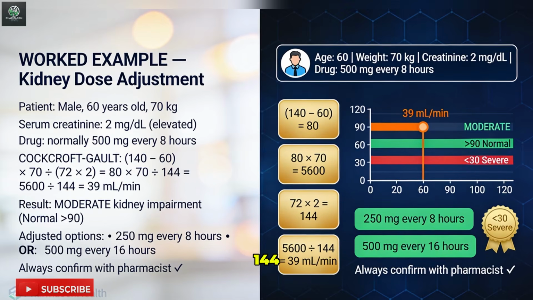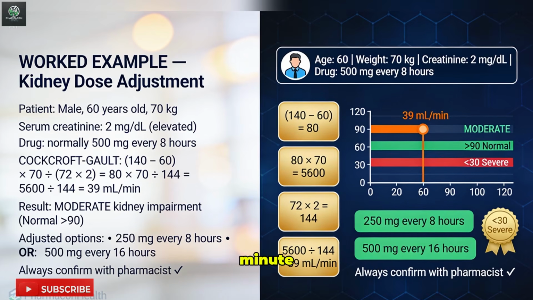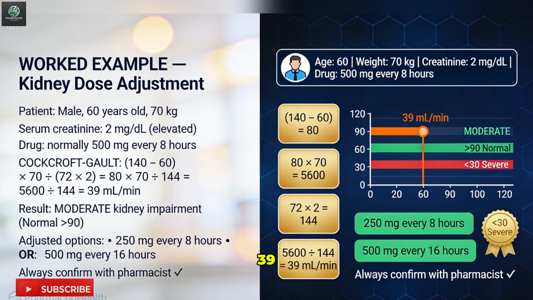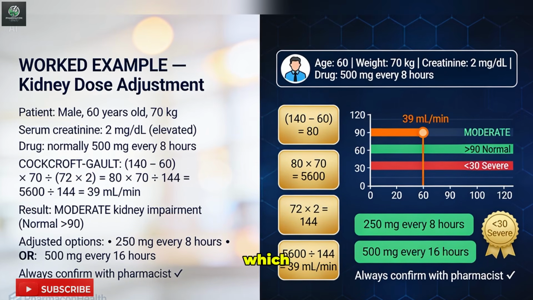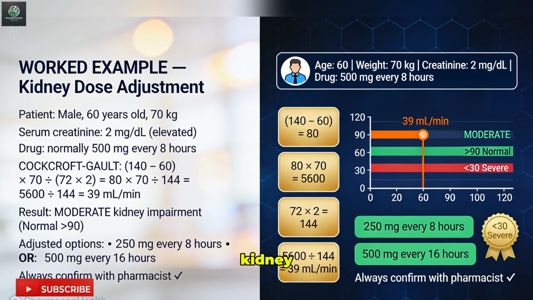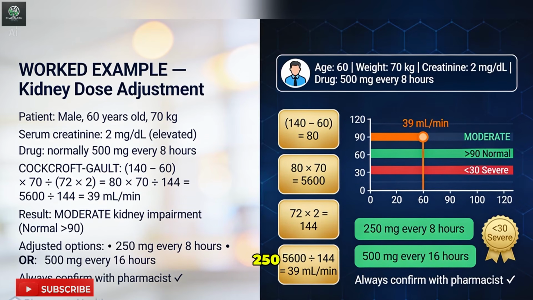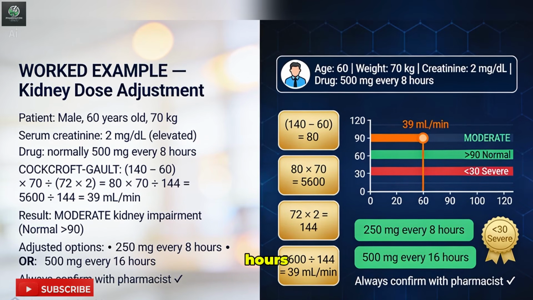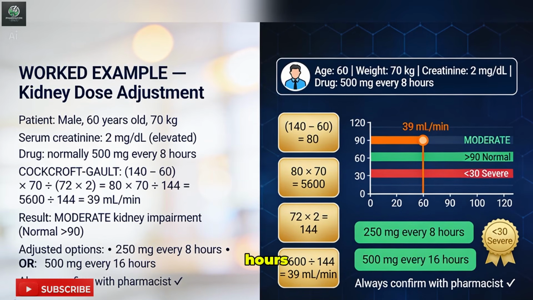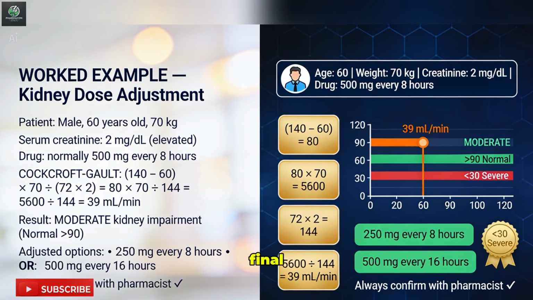5,600 divided by 144 equals 38.9 milliliters per minute. This patient has a creatinine clearance of approximately 39 milliliters per minute, which falls in the moderate impairment range. For this level of kidney function, the antibiotic dose would typically be reduced to 250 milligrams every 8 hours, or the original 500 milligrams given every 16 hours instead. A pharmacist should always confirm the final adjustment.